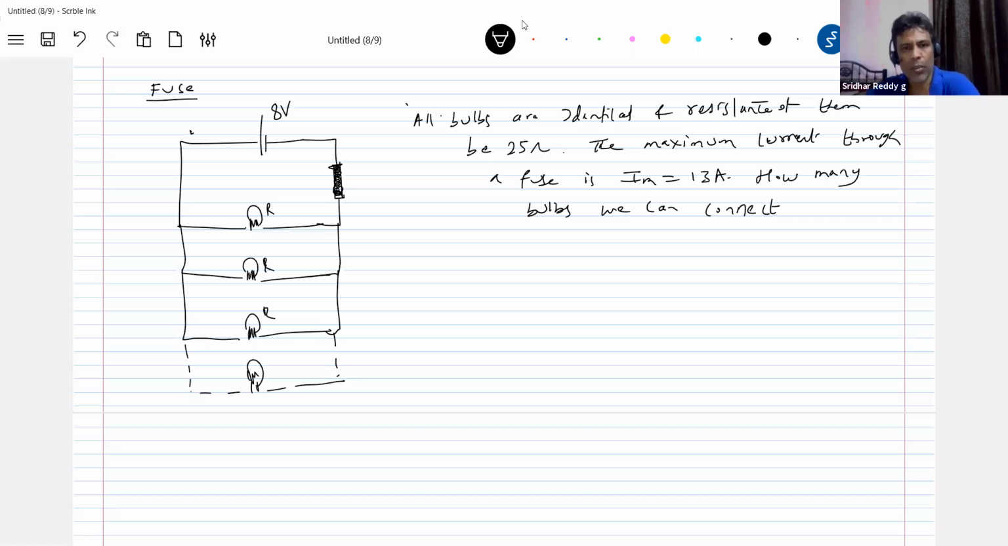So what is the maximum possible current permitted across the fuse? It is 13 ampere. And what is the EMF of the source? 8 volt. And the resistance of each bulb is how much? All bulbs are identical. The resistance of each is 25. How many bulbs can we connect like this?